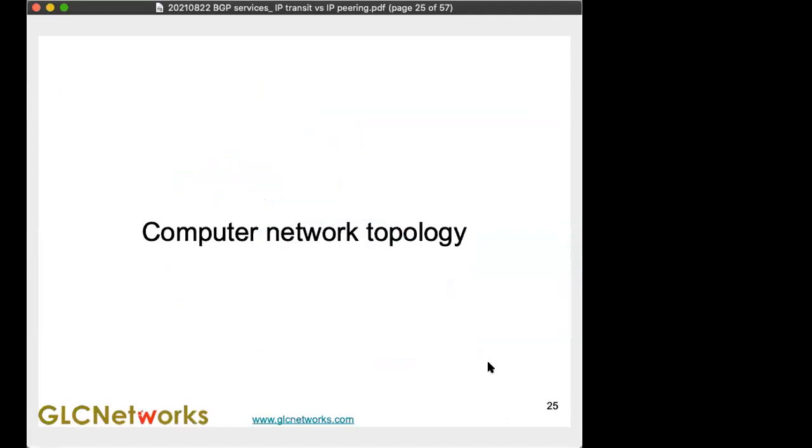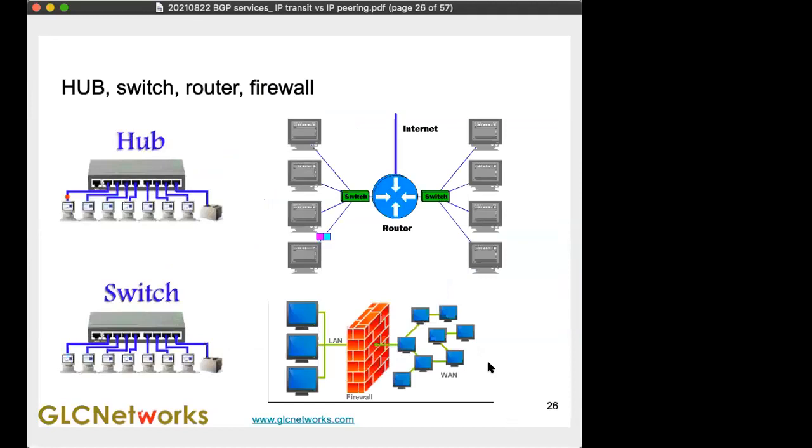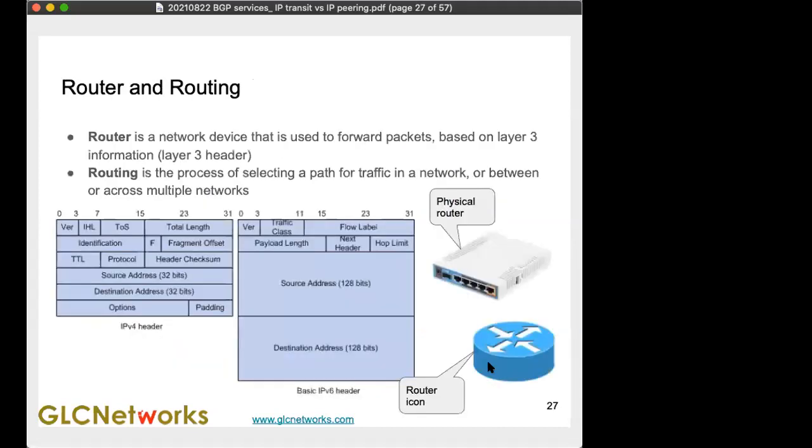Now let's talk about the topology, how the computer network looks like, either physically or logically. So these are the common network devices. We have hubs, switches, routers, and firewalls. I assume you at least know on which layer they're operating. Hub is layer 1, switch layer 2, router layer 3, and firewall can be on any layers. And at least you know the difference between router and routing. Router is the device, routing is the process.